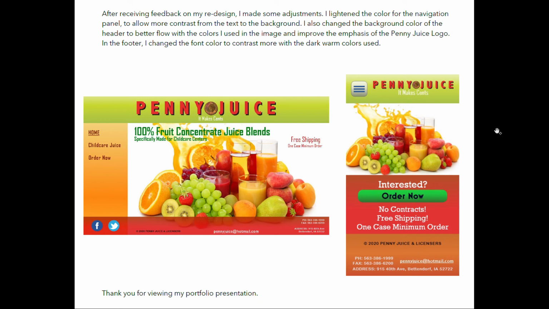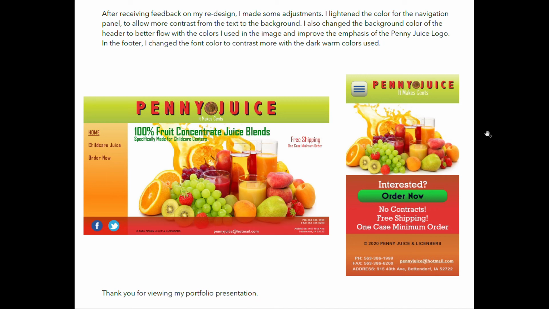I went ahead and lightened my navigation bar to provide more contrast to the links on the left-hand side. It also helps to draw your eye over there because it's a light gradient of orange. On the bottom, I went ahead and changed the color of the font for the phone number, fax, and address to help contrast more with the dark footer color.